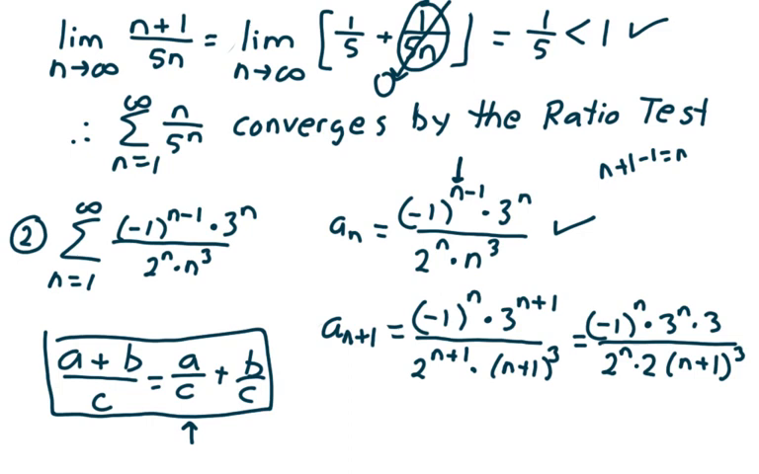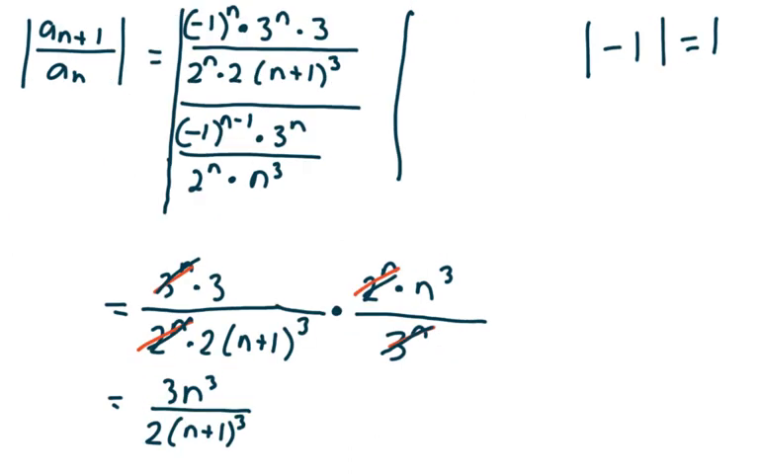And just like in the first example, I'm going to look at a ratio. So I'm going to look at the absolute value of a sub n plus 1 divided by a sub n. Well, this is the absolute value of negative 1 to the n times 3 to the n times 3 over 2 to the n times 2 times n plus 1 to the third, all divided by a sub n, which is negative 1 to the n minus 1 times 3 to the n divided by 2 to the n times n to the third. Now, before we move forward, let's talk about something here.